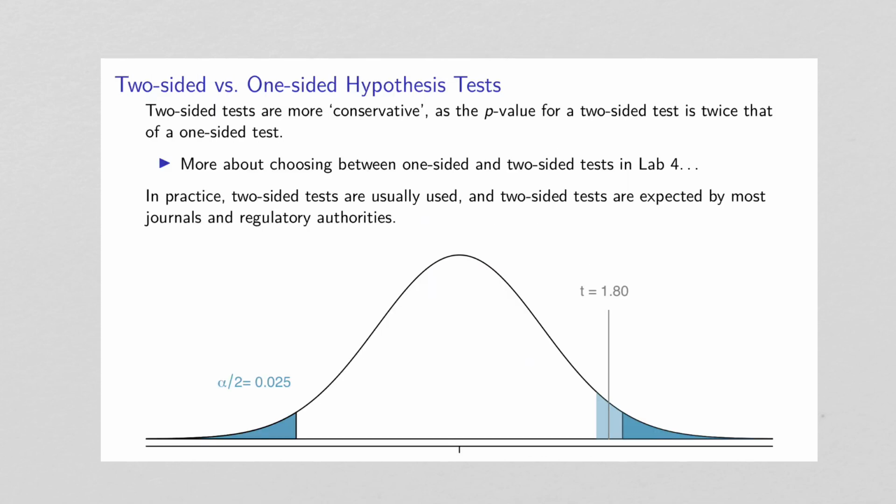Two-sided versus one-sided hypothesis test. Two-sided tests are more conservative, as the p-value for a two-sided test is twice that of a one-sided test. We'll talk about how to choose one-sided versus two-sided in lab number 4. But in practice, two-sided tests are usually used, and they are expected by most journals and regulatory authorities. You're not looking to see if the average glucose of somebody who takes a medication is lower than something; you're looking to see if it is different from another group.